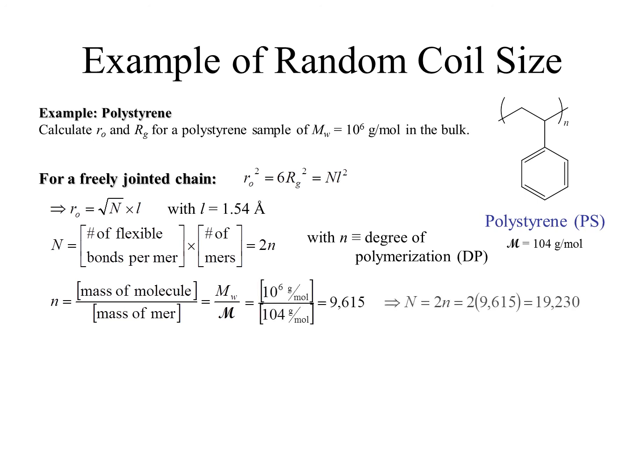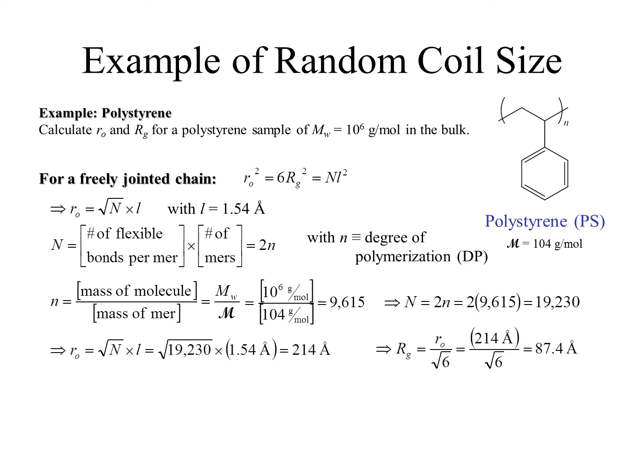Alright, now we're getting close. Capital N is twice the degree of polymerization, and that gives us over 19,000. Now, solving the freely jointed chain equation for just the end-to-end distance, we can plug in our values and end up with 214 angstroms for R sub naught, and 87.4 angstroms for R sub G.